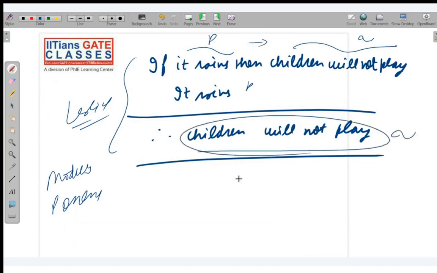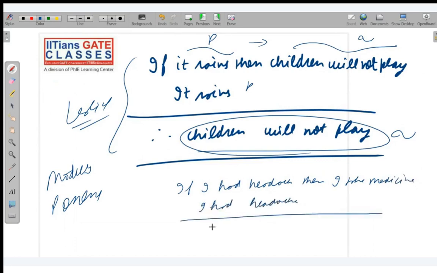There are lots and lots of examples you can take. Like, if I had a headache, then I take medicine. I had a headache. Therefore, I take medicine. This is clearly true. And let me copy it so that I can show you one fallacy.